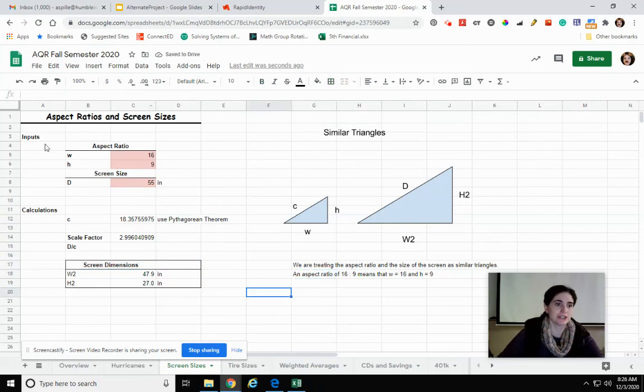So that's your screen sizes and aspect ratios.